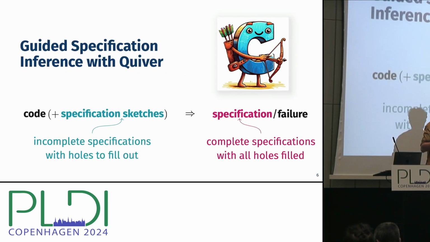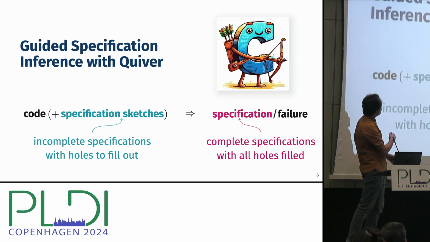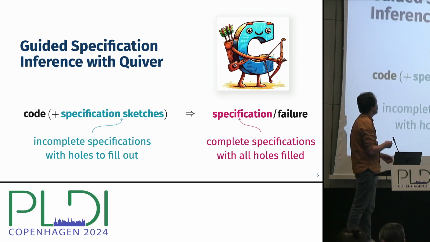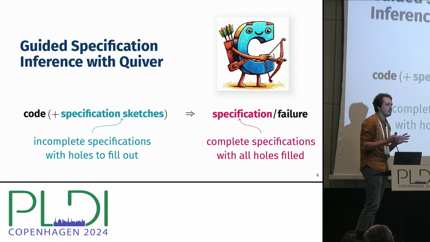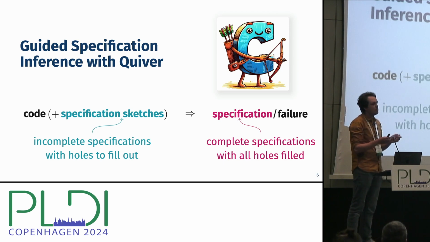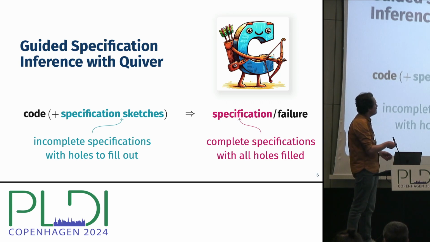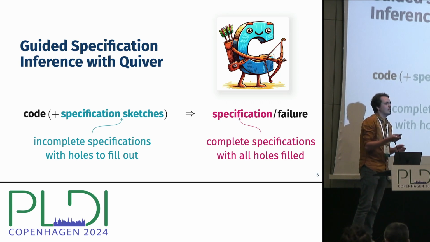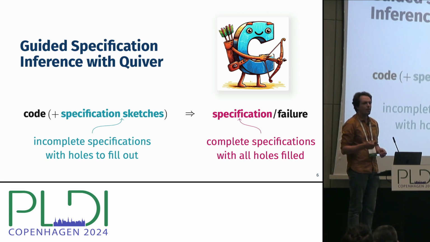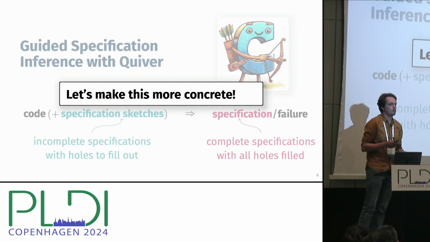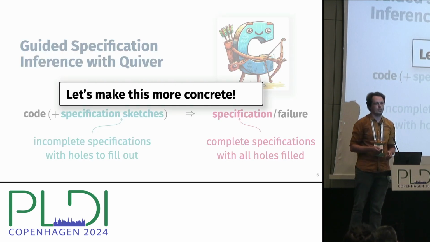With Quiver, we want to do guided specification inference. What I mean by that is we want to take the code and sketches of the specification. You can think of these as basically specifications, but they're incomplete. They have some holes that we want to fill out. And then we complete them into the full specification by filling out all the holes. All right, so far this is still quite abstract, so let's make this a little bit more concrete.